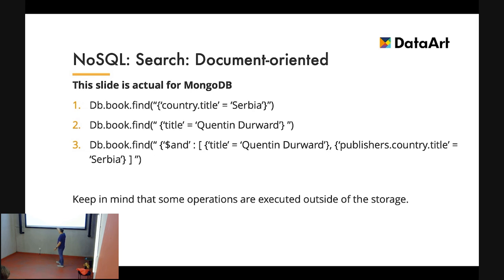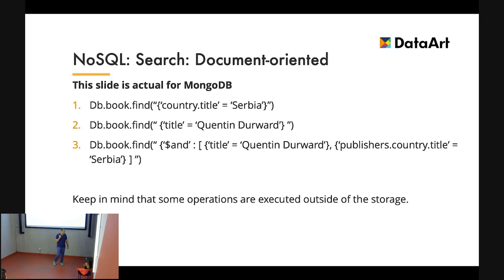The second query is the same: we will find books by their title. And the third query is a complex condition: the title of the book and the publisher's country title.